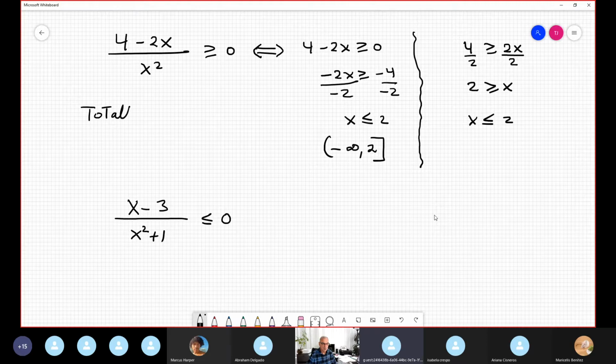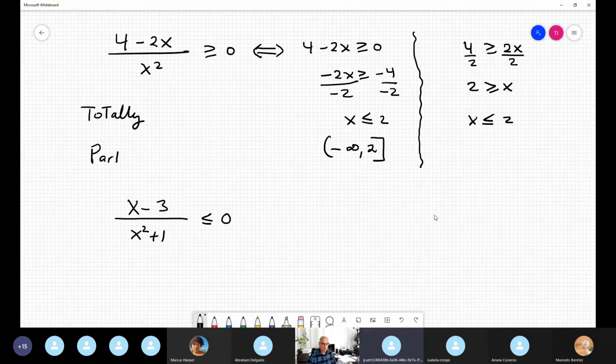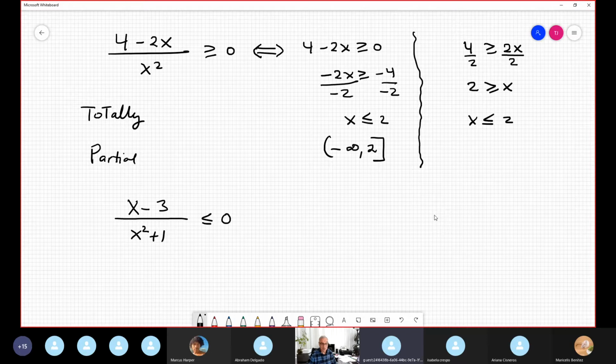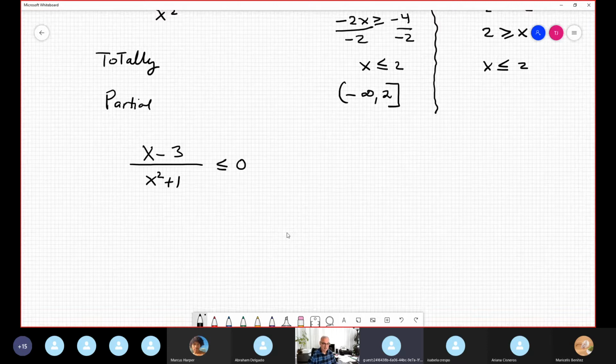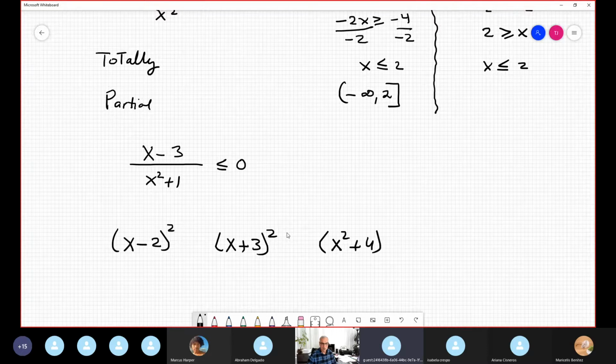Totally. Partial. When you have one factor that contains a square, this kind of format, x minus something square, or x plus something square, or x square plus something, or x square plus 100. This is a good candidate to delete, no? Now, how do you know if it is totally or partial?